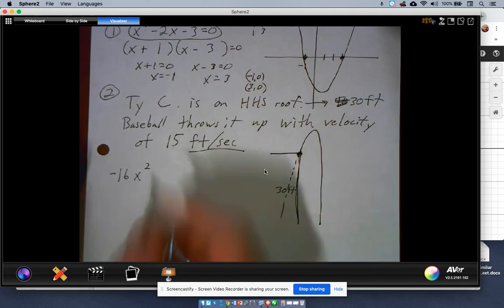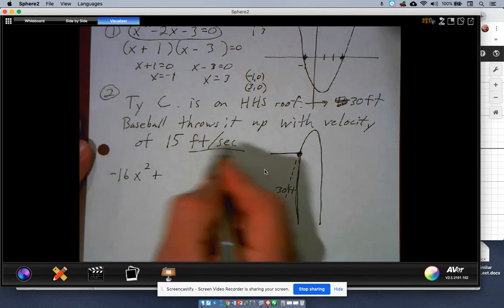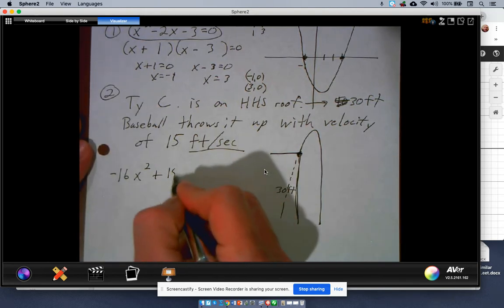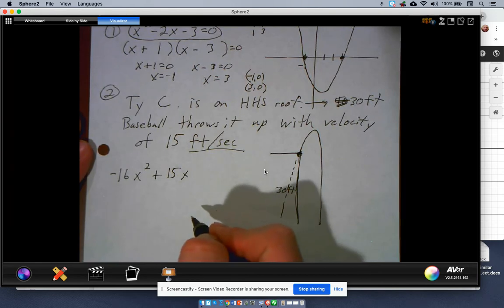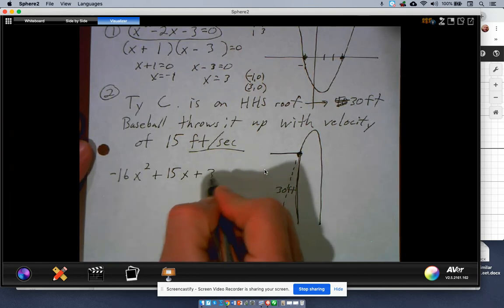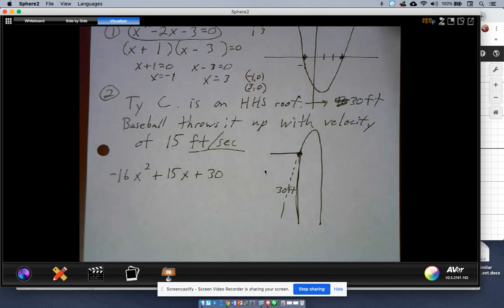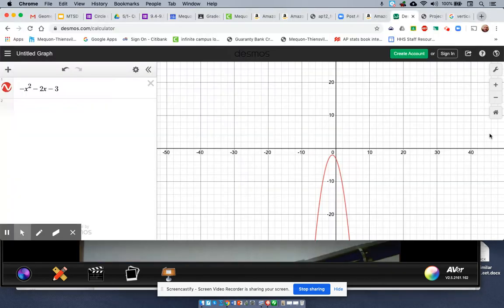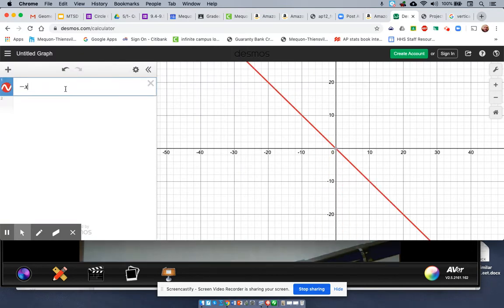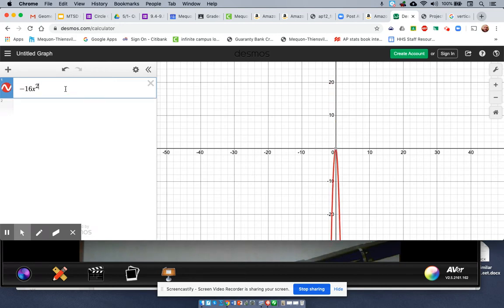Negative 16x squared, plus the speed at which he throws the ball up, 15x. And lastly, the next one is the height of the building that he is on, or the height at which it's thrown upward. And now we have an equation for the scenario. All right, so let's graph it and see what Ty looks like on Desmos. Graphing this, negative 16x squared, right? Plus his initial throw upward.